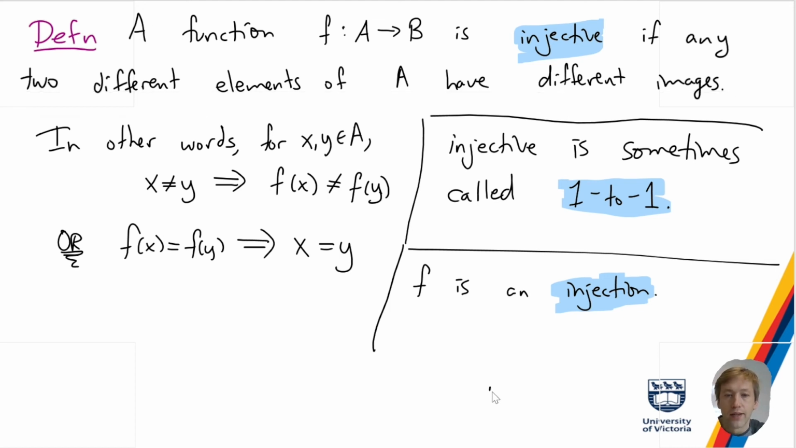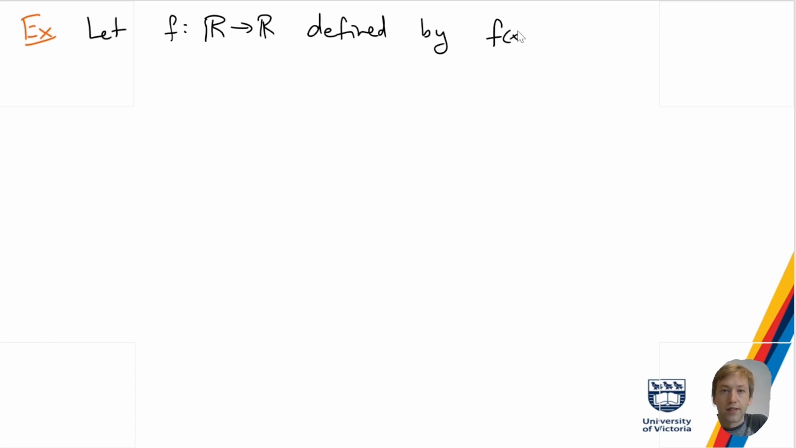Okay, let's look at an example. Suppose f is the function from the reals to the reals defined by f of x equals 2x plus 5. If you plot it, it's a straight line, where the y-intercept is 5 and the slope is 2.